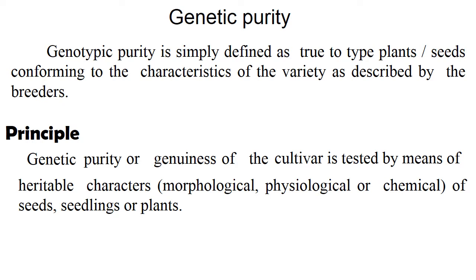Genetic purity is simply defined as true-to-type plants or seeds conforming to the characteristics of the variety as described by the breeder. The principle of genetic purity: genetic purity or genuineness of the cultivar is tested by means of heritable characters that may be morphological, physiological or chemical characteristics of seeds, seedlings or plants.